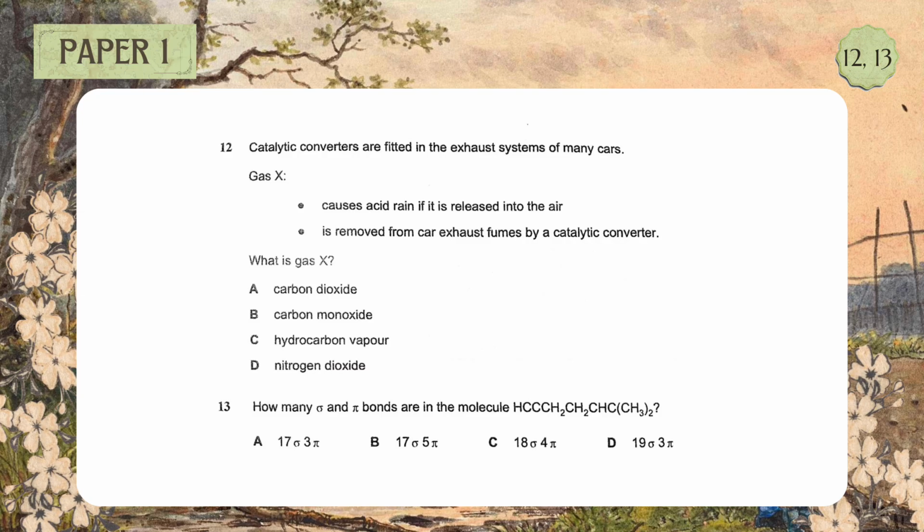Moving on. Question 13 asks us to count the number of sigma and pi bonds in the molecule HCCCH2, CH2, CHC, CH3, 2. Let's sum up our pi bonds first because they're easier to spot. We have 2 from the triple bond and 1 from the double bond. That's a total of 3 pi bonds. This narrows our choices down to A or D. And now let's count all of the sigma bonds up. So 1 H-C plus 1 triple bond plus 1 C-C plus 2 C-H plus 1 C-C plus 2 C-H plus 1 C. So we have 19 sigma bonds and 3 pi bonds. So the answer is D.